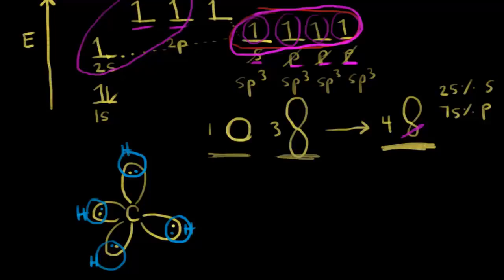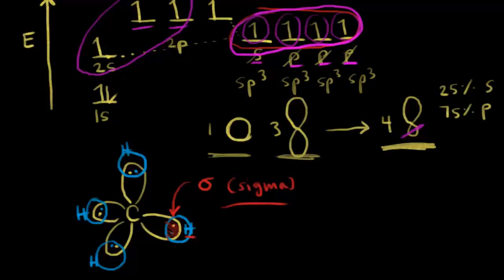Let's think about this bond that we've formed right here. Here we have an overlap of an sp3 hybrid orbital from carbon with an unhybridized s orbital from hydrogen. This is a head-on overlap, so we're sharing electrons in this head-on overlap. And a head-on overlap in chemistry is called a sigma bond. So this is a sigma bond, a head-on overlap.